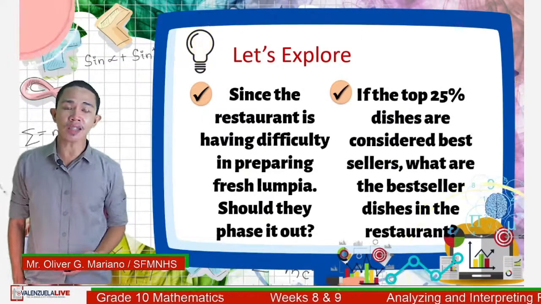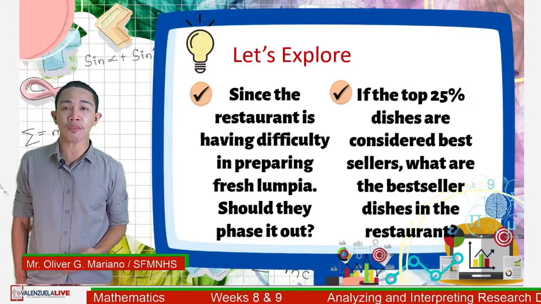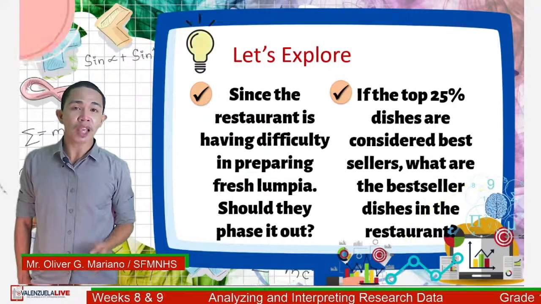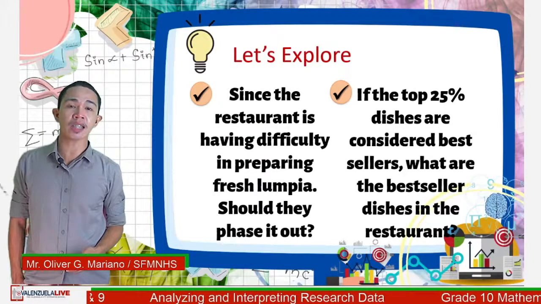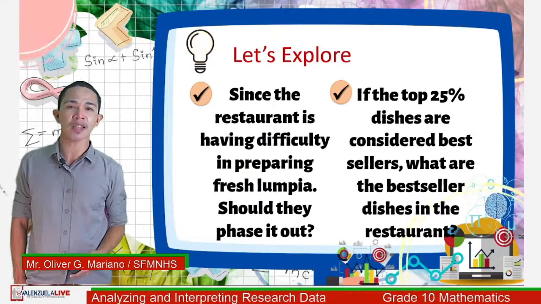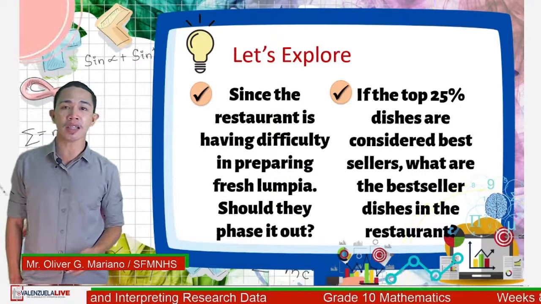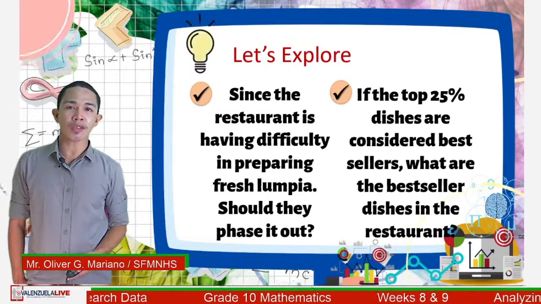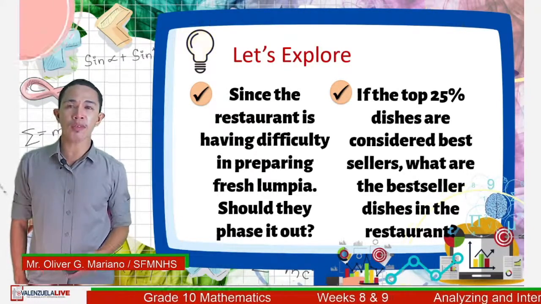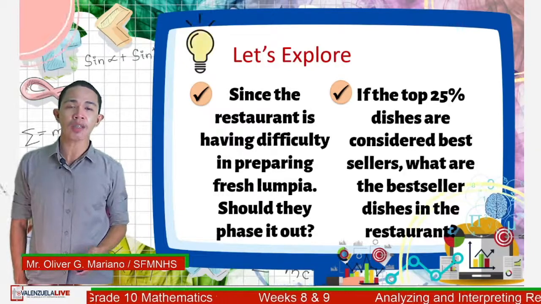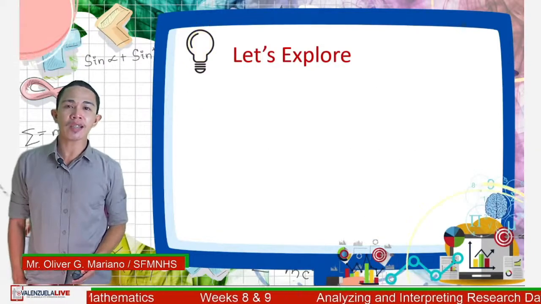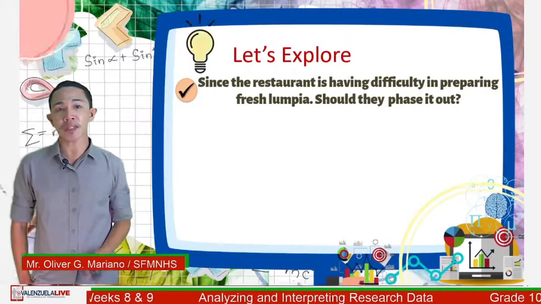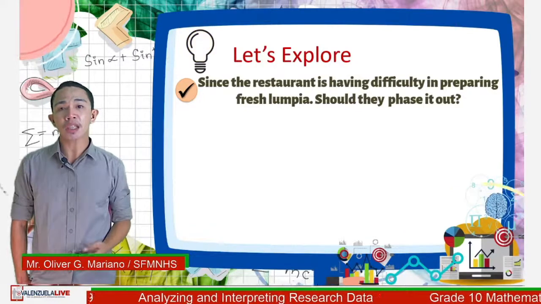Since the restaurant is having difficulty in preparing fresh lumpia, should they phase it out? And if the top 25% dishes are considered best sellers, what are the best seller dishes in this restaurant? To address these questions, we need to make use of measures of position. Let us concentrate on the first question. Since the restaurant is having difficulty in preparing fresh lumpia, should they phase it out?